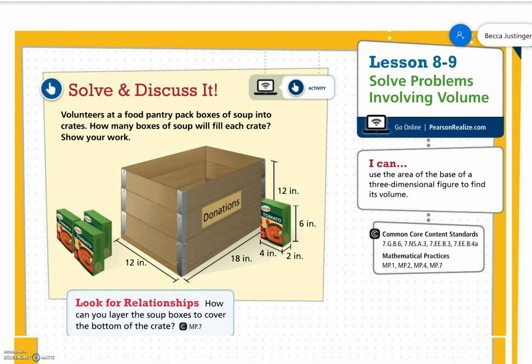By the end of the lesson, I want you to be able to say, I can use the area of the base of a three-dimensional figure to find its volume. Volunteers at a local food pantry pack boxes of soup into the crates. How many boxes of soup will fill each crate? Show your work.